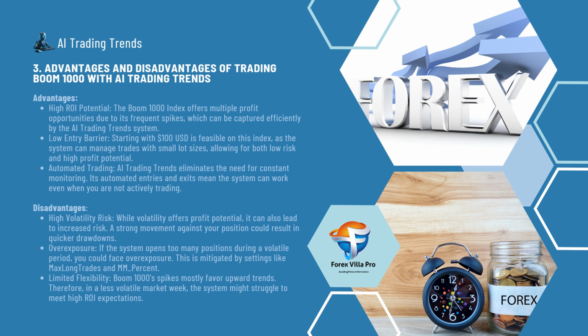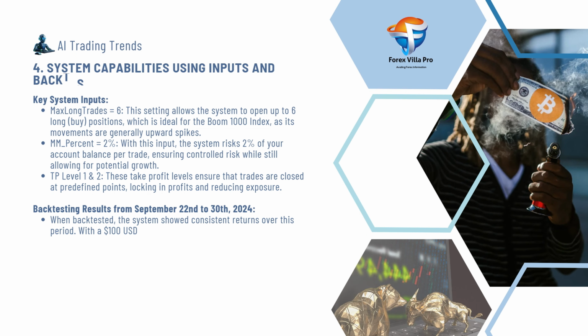So the disadvantage is high volatility risk, but with the system, we can mitigate it. While volatility offers profit potential, it can also lead to increased risk. A strong movement against your position could result in quicker drawdowns, but the system can mitigate that. Then there's overexposure, let's say not using the prescribed money management percentage, going for an aggressive 120 instead of the 2 that's highly recommended. That can lead to overexposure and limited flexibility. The Boom 1000 spikes mostly favor upward trends. Therefore, in a less volatile market week, the system might struggle to meet higher return on investment expectations, but will still be making money. Remember what I like to say: as long as the outcome is income, understand?